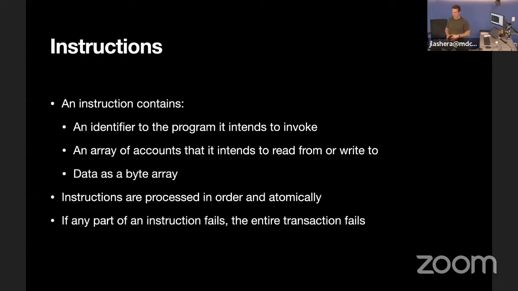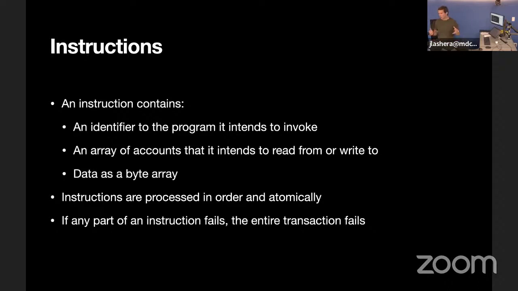Let's talk instructions for a second. As the name suggests, instructions contain information required to tell the network what to do. Right? So you're submitting this transaction because you want to call a program. So the instruction tells you what program you want to call, right? So an identifier to the program it intends to invoke. Again, another array of all the accounts that it intends to read from and write to. Okay, so it's kind of duplicating that there. But again, the network can be more optimized under the hood. And then lastly, you can include data as a byte array.